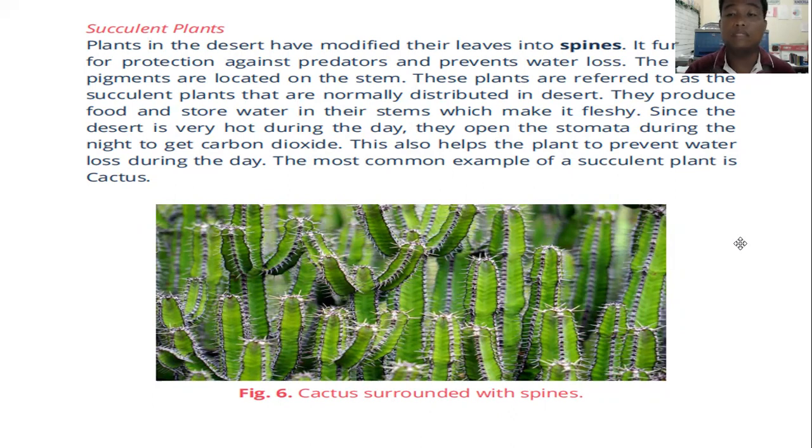So these cactus can produce food and store water in their stems, so that they can survive in the desert, which is extremely hot, and the soil is also extremely dry.